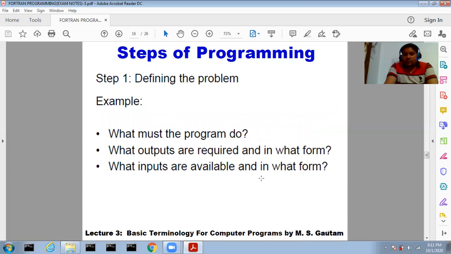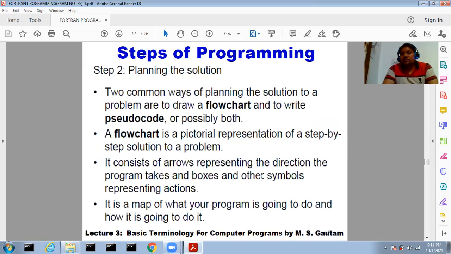This also indicates the steps of programming. The first step is defining the problem. Then the second step is planning the solution. If we define the problem accurately, then we can accurately plan the solution. We can expect the solution, what kind of output we get after the computer program. So we can easily plan the solution if we have a well-defined problem.